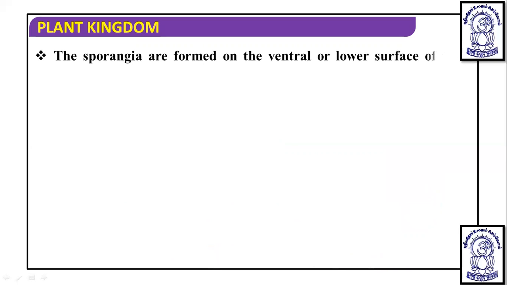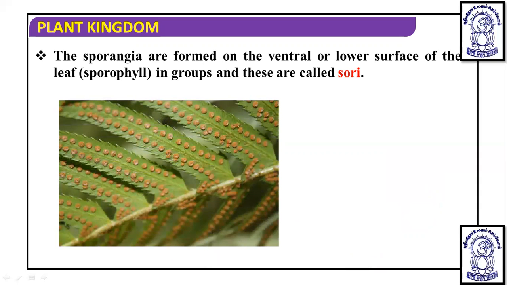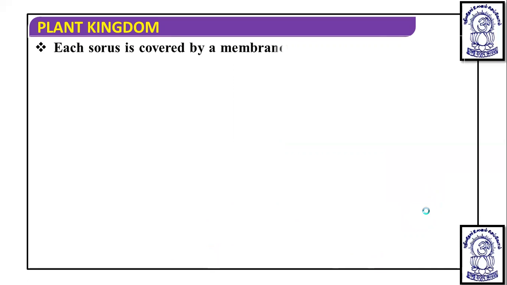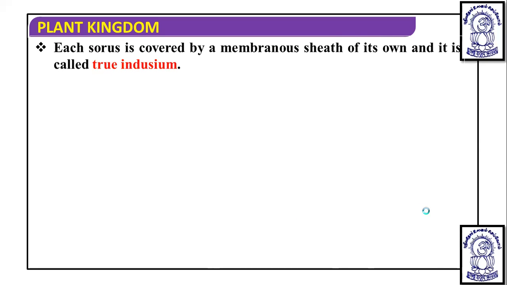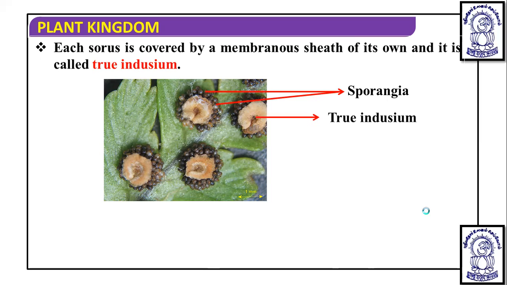Apart from this, the sporangia are formed on the ventral or lower surface of the leaf in groups, and these are called sori. You can see these occurring on the lower surface. Each sorus is covered by a membranous sheath of its own, known as the true indusium. This is the sorus covered by the membranous covering, these are sporangia, and this is the true indusium. Indusium is a sheet-like structure which covers the sporangia. And the sporangium produces spores.